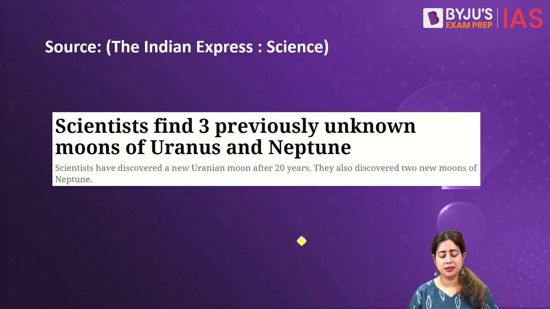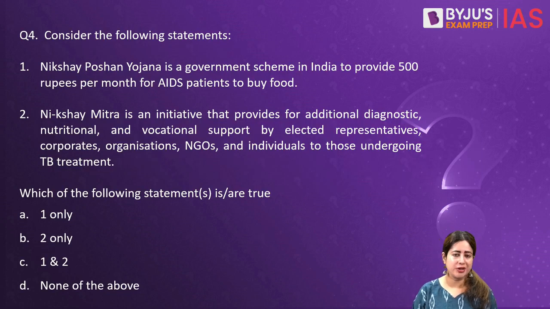The reason why this news was highlighted is due to an article in the Indian Express today, which says that scientists have discovered 3 previously unknown moons of Uranus and Neptune. This is coming after a research of about 20 years. Hence the question. And now let's proceed with the fourth question here.